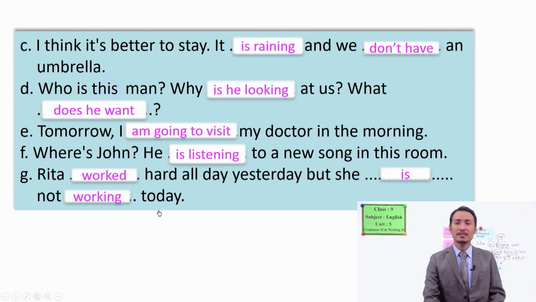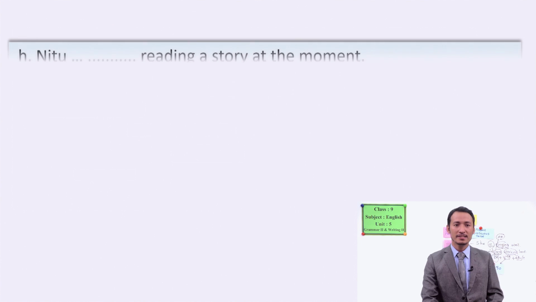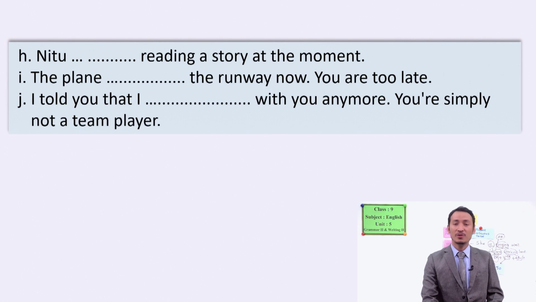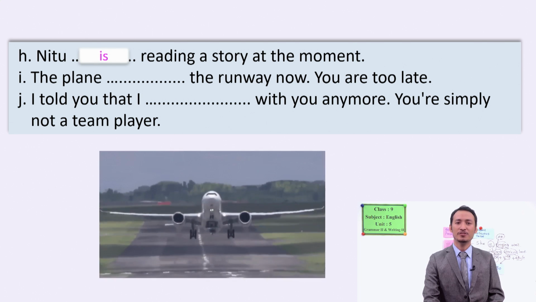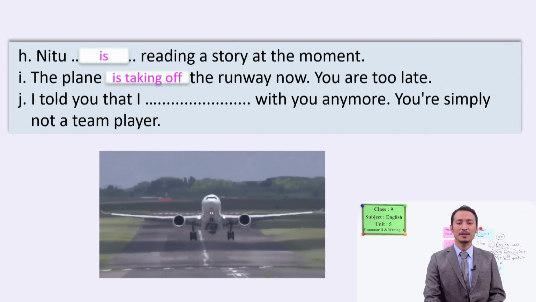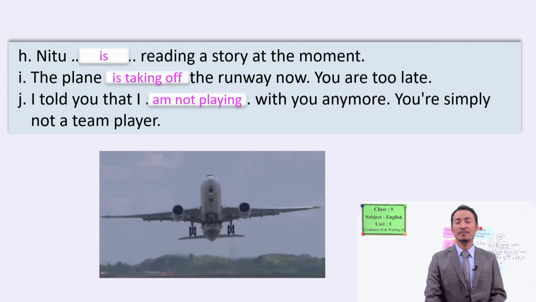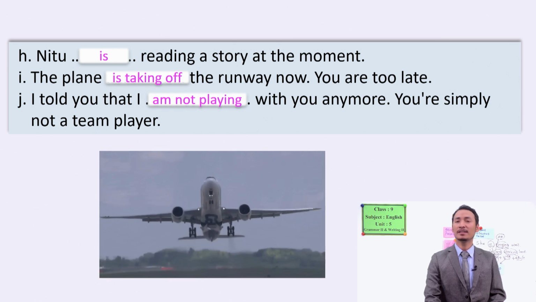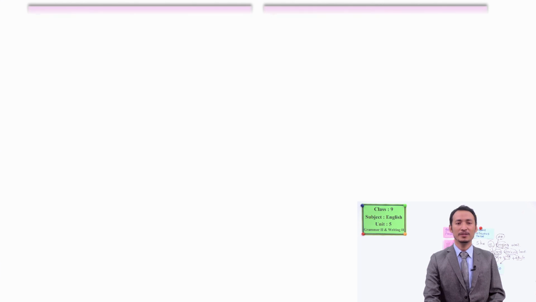Okay, this is how you can do these exercises. And we have more exercises. You can do this. Neetu is reading a story at the moment. The plane is taking off the runway now. And I told you that I'm not playing with you anymore. You're simply not a team player. This is how we can do.